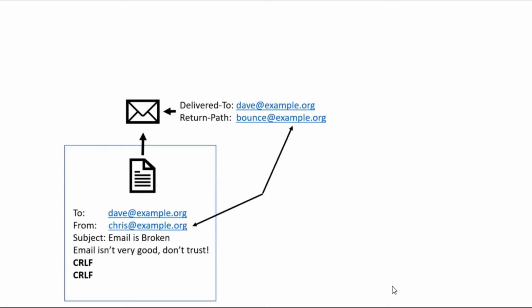And there's a really important thing here that I will talk about in the future. If there's one thing you can take away from this, notice that there are two different from addresses. There's a return path address, which is the envelope address, and there is a from address, which is the contents address. This is pretty much where the flaws in email lie.